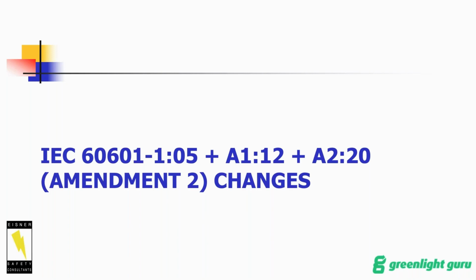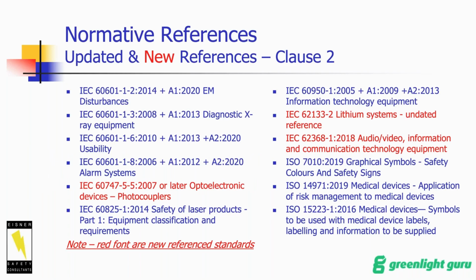Okay, so now we're going to get into the 601 Amendment 2 changes. On the normative references, which normative means required, we updated the standards list in our standard 601-1 for Amendment 2. The red is the new standards, and the blue is the standards that were already there, where we just updated the dated references. The new standards include the optocoupler, and here you'll notice it says 2007 or later, so that means literally the 2007 or later references to that standard.